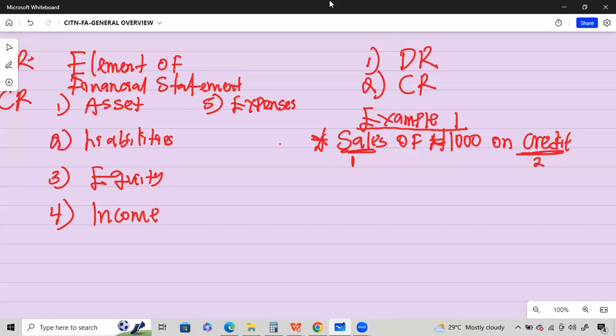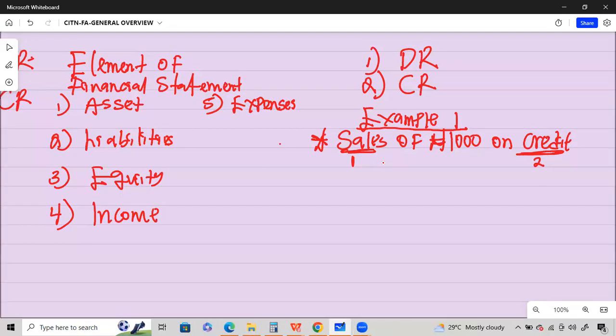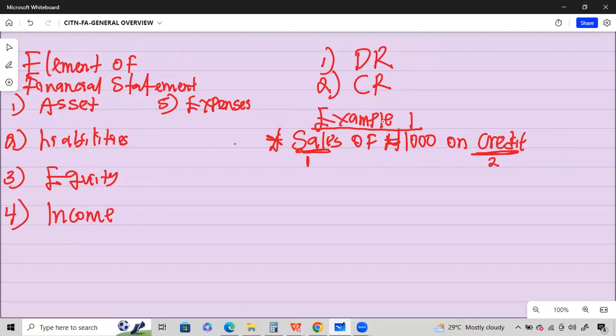So what we need to identify now is, okay, let's record this transaction in the appropriate book. And don't forget, what I'm trying to explain is the principle of double entry. And what the principle is saying is that for every debit, there must be a credit. This is just a general overview class. We are still going to be talking about each of these intensively.